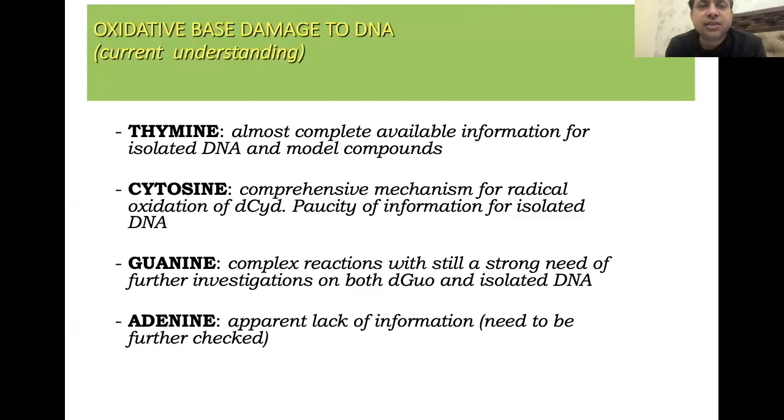Okay, so we know that base damage is the most prominent one, and there are four types of bases. One is thymine, for which information is almost completely available in terms of isolated DNA and model compounds. Thymine is one of the most studied DNA bases as far as ionizing radiation and oxidative damage are concerned. Then cytosine, and guanine is again very important, and markers are available in pathologies, where by studying guanine oxidative products, we can understand the pathologies of different diseases. Then there is adenine, where there is a lack of information, and we need to investigate further.